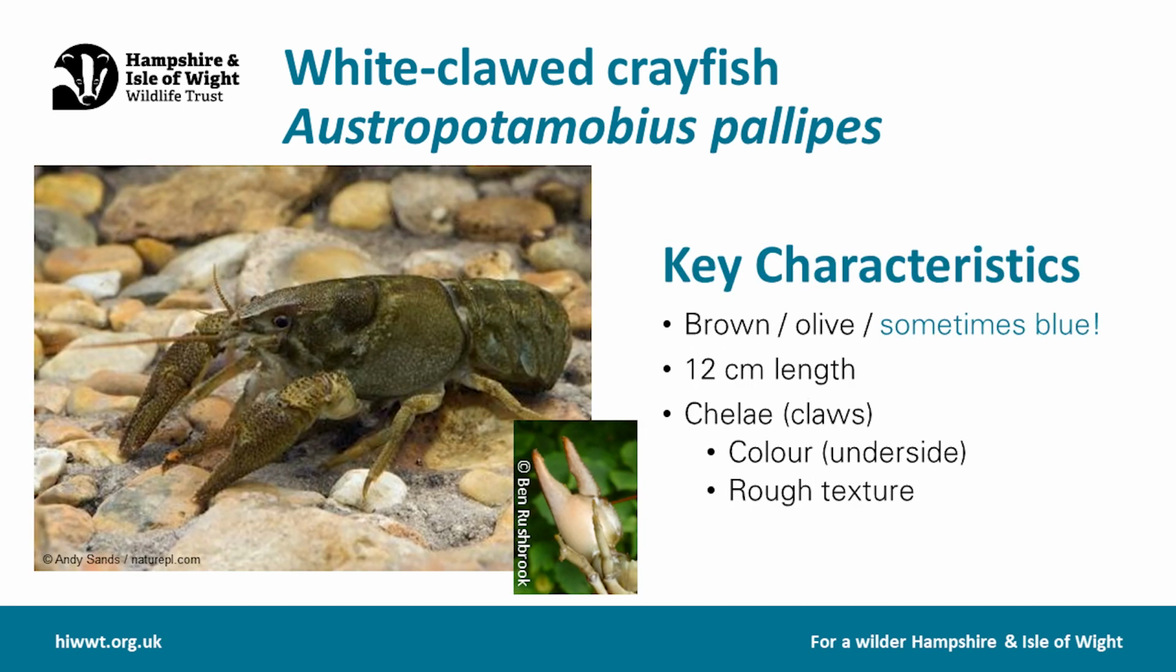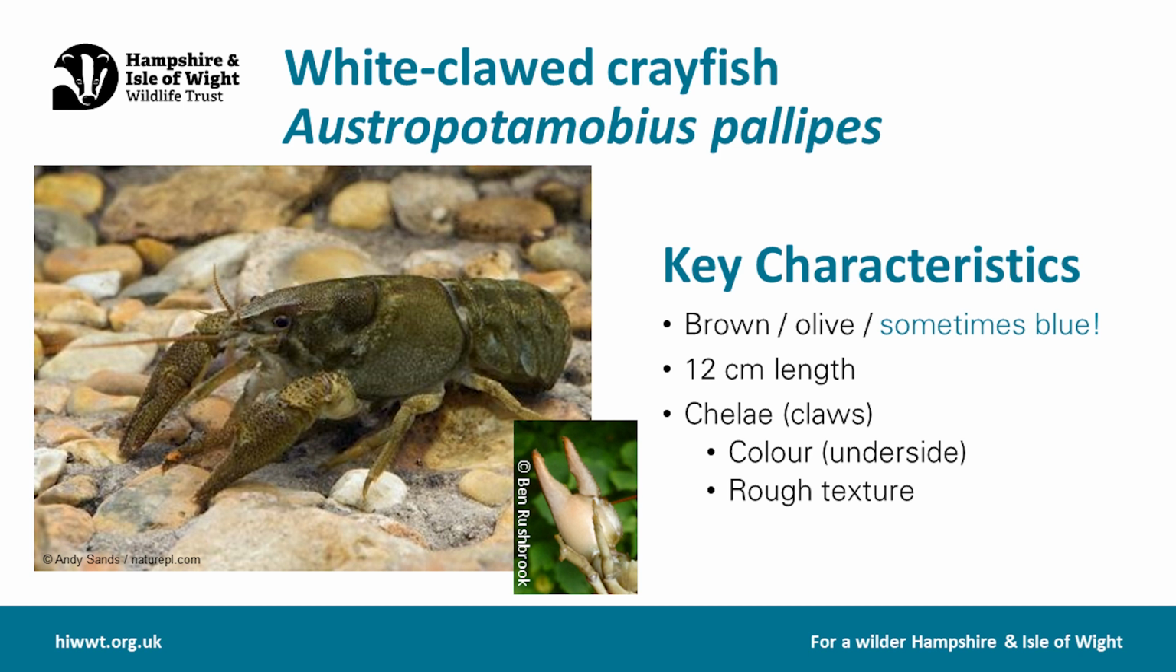Some key characteristics for identifying a crayfish as a native white-clawed crayfish is they're generally a brown or olive coloration. They can sometimes be blue. We're not entirely sure what the reason for this is. It often happens to them when they're in captivity, so we think it's something to do with water chemistry. But generally the ones we see out in the wild are a brown or olive coloration.